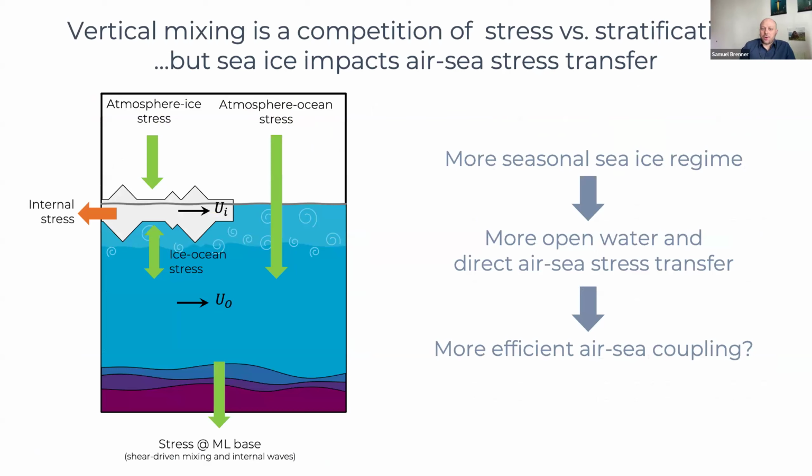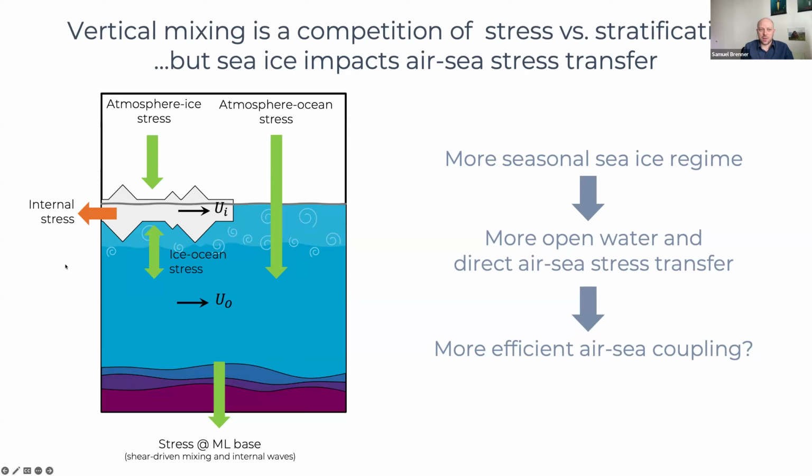Okay, so zooming back out a little bit, we can broadly say that the type of vertical mixing that I was just showing is kind of a competition between stress and stratification. And sea ice impacts the air-sea momentum transfer, so it modulates that stress that's available for mixing. And importantly, something that happens in sea ice that's different from the open ocean is that there are these internal stress terms within the sea ice itself that can act as a sink of momentum as the stress is transferred from the atmosphere into the ocean.